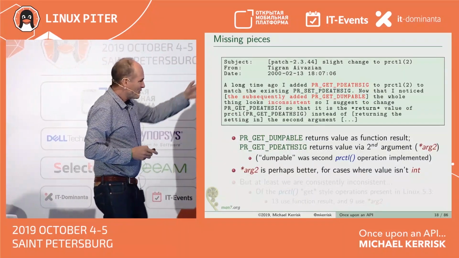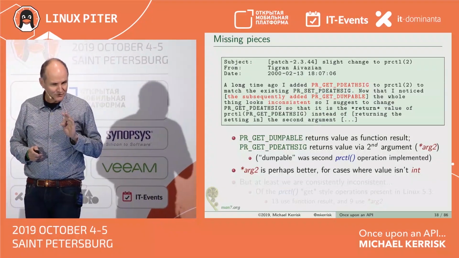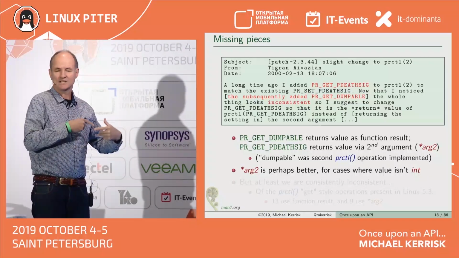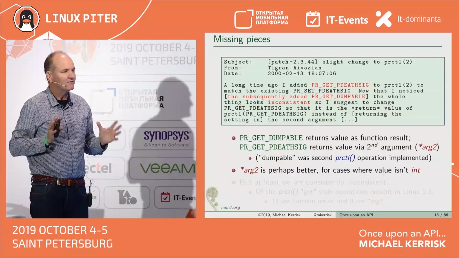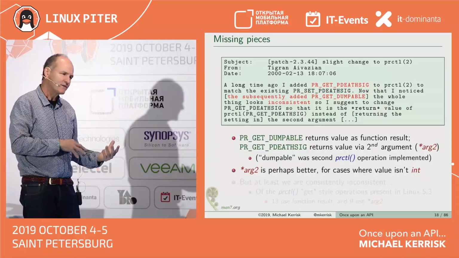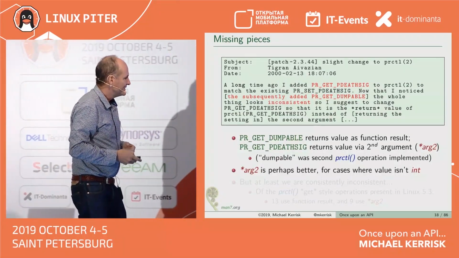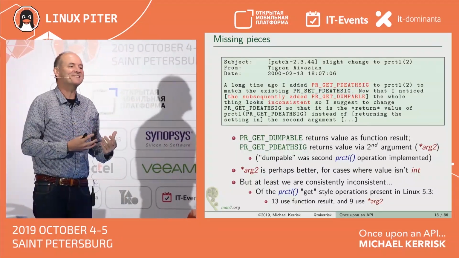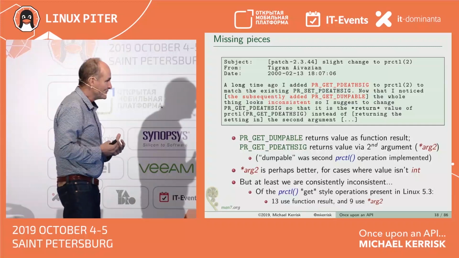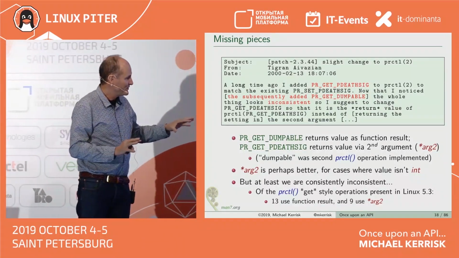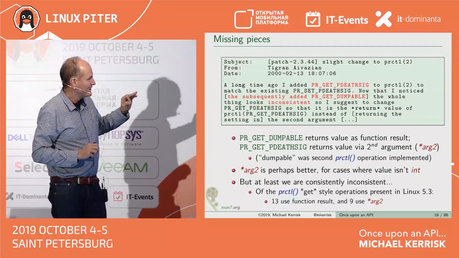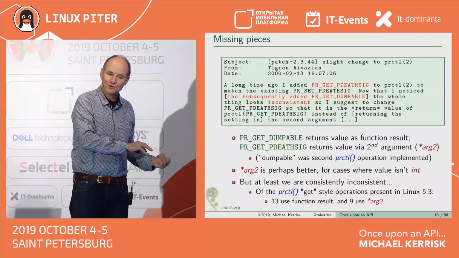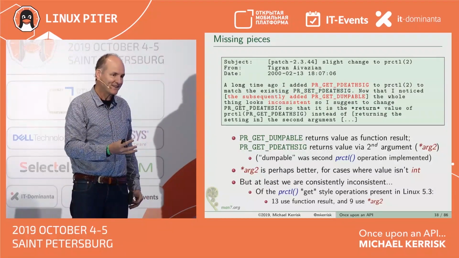Okay. Probably the way that PR_GET_PDEATHSIG did things was slightly better, in fact, because maybe the value that's being returned is not necessarily an integer, it might be pointed to some other kind of buffer. So returning via a pointer rather than as a function result is probably a better idea. Nevertheless, we ended up being consistently inconsistent. So by now in the current Linux kernel, there are a number of getter options for this prctl system call. 13 of them do it one way, 9 of them do it the other.